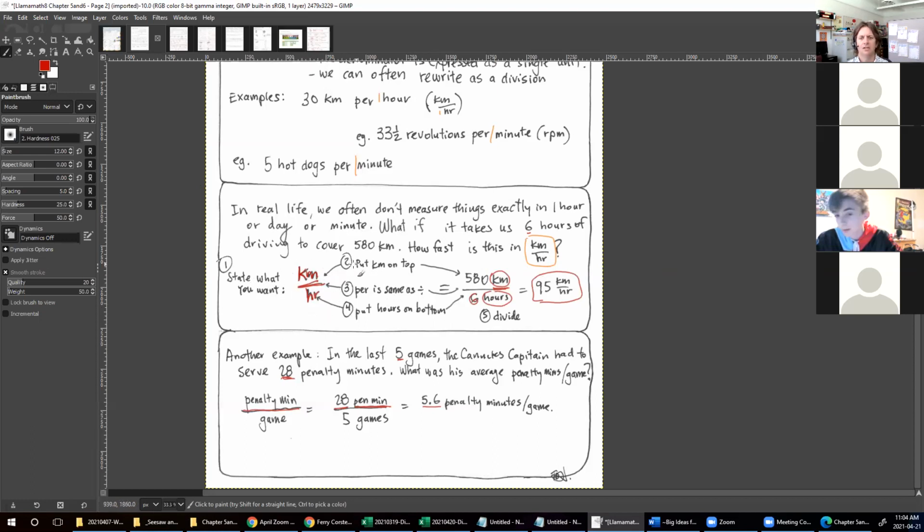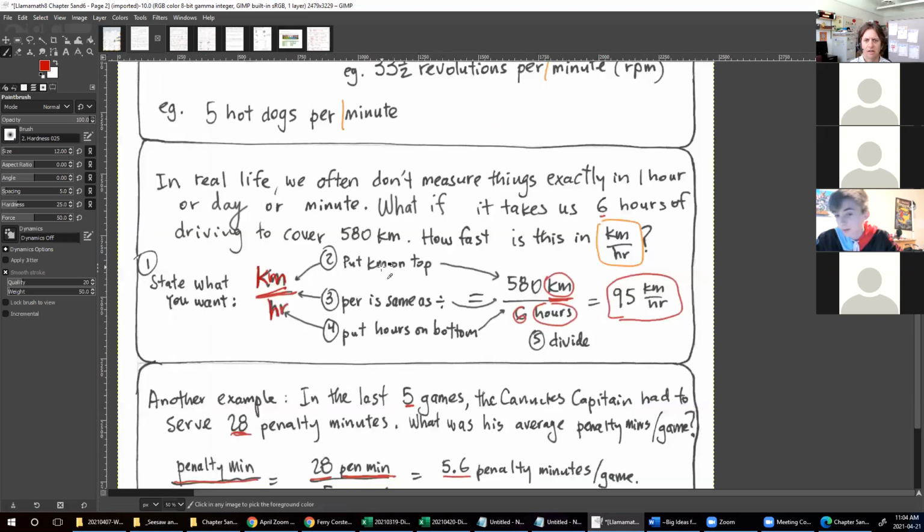Then what you're going to do is pick through the word problem and say, okay, I want kilometers on the top of the fraction. So let's figure out where it is in there. Oh, there's kilometers. So that's what I want to do. I'm going to put kilometers on the top. So I'm going to put 580 here on the top of the division or the fraction, either one.